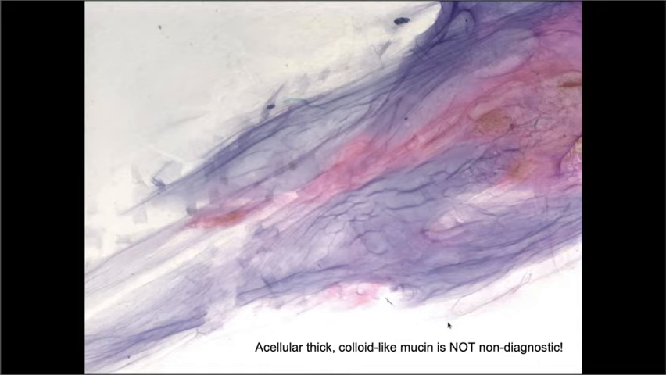This is a quality and quantity of mucin that is not representative of GI contamination and is representative of a mucinous cyst, and it should not be called non-diagnostic. This is diagnostic of a mucinous cyst. That answers question number one, but it doesn't answer anything else about which mucinous cyst or the grade of the mucinous cyst. It just tells you you're dealing with a mucinous cyst.